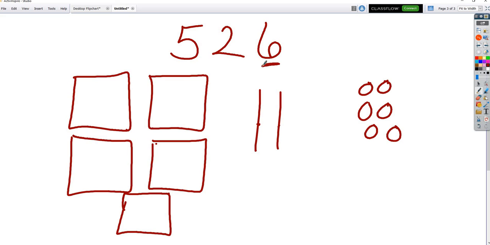Remember, the ones goes all the way at the end. The tens would go beside it. And then we have hundreds down here. The numbers kind of build going this way. We start with ones, and then when they get bigger, we have some tens. And then when tens get bigger, we'll have hundreds. That's why the number gets bigger that way.